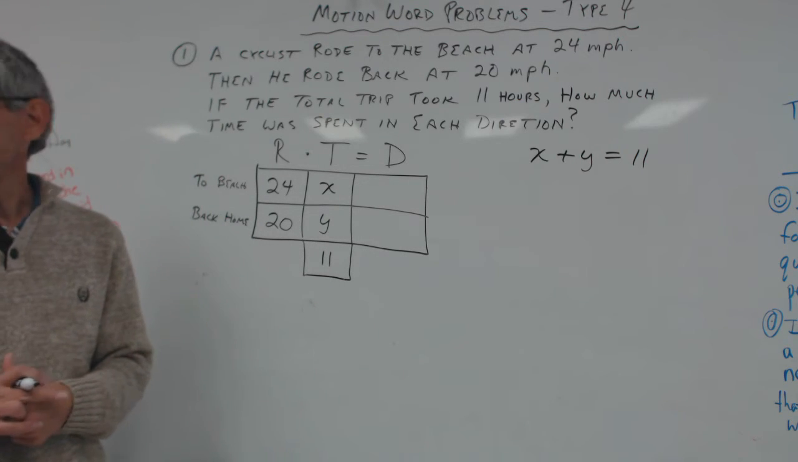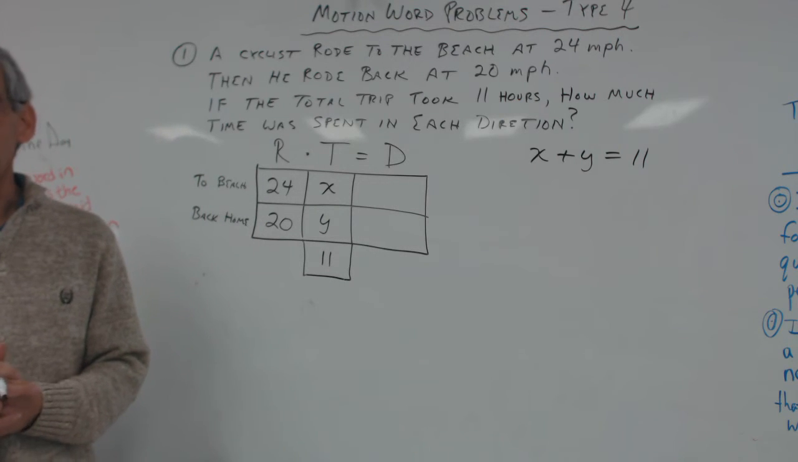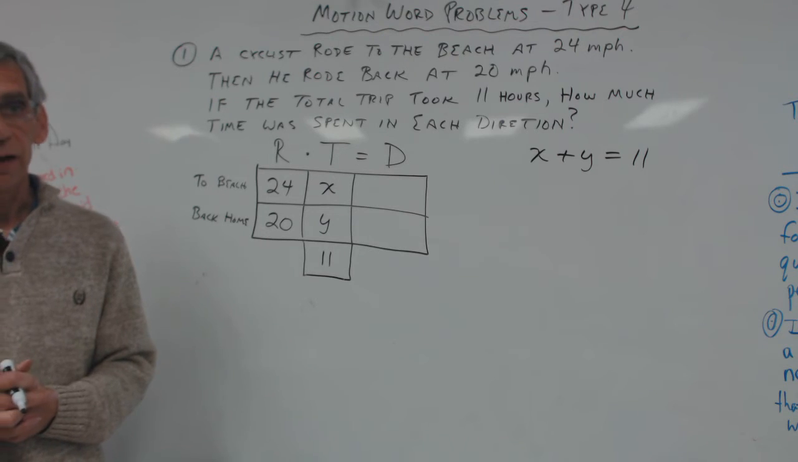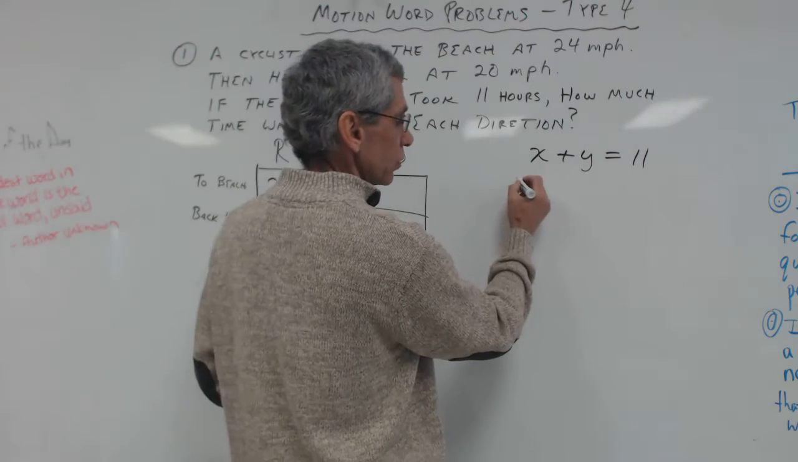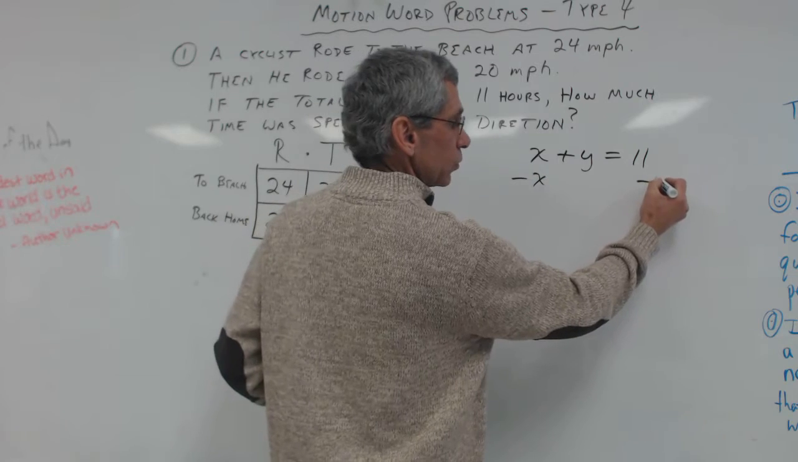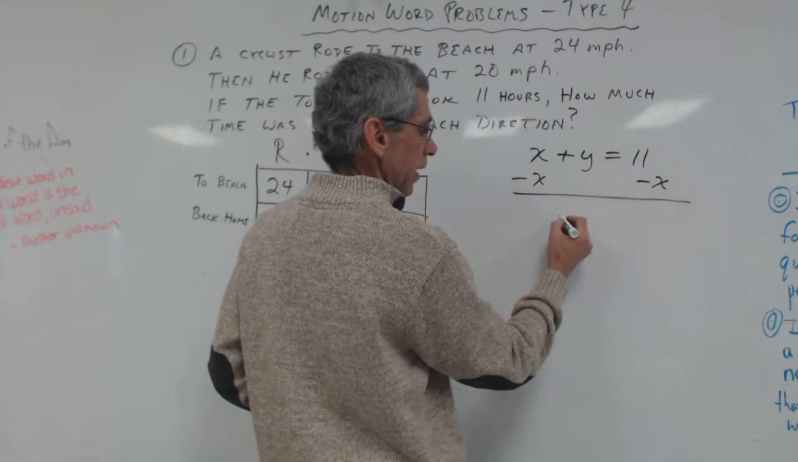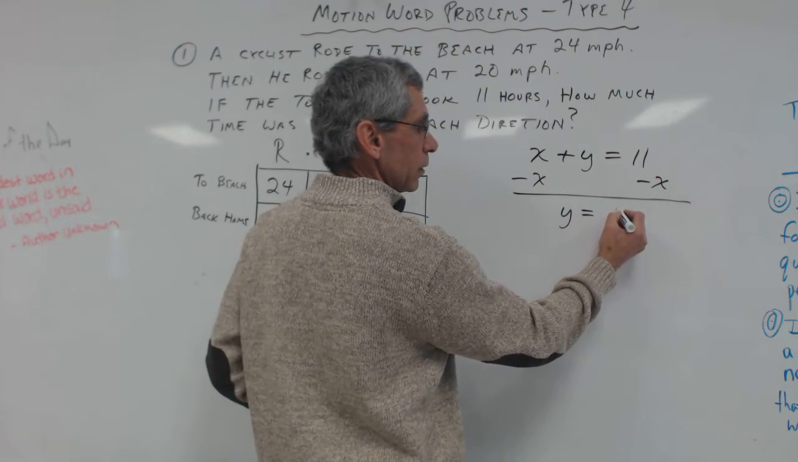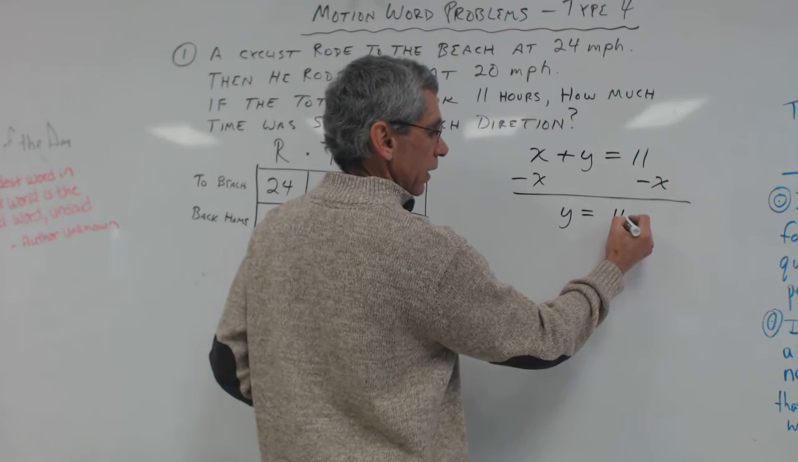What if we subtracted x from both sides? What if we solved for y? Is that okay? All right, let's do it. So what would I do? Subtract x from both sides. I have y is equal to what? 11 minus x.